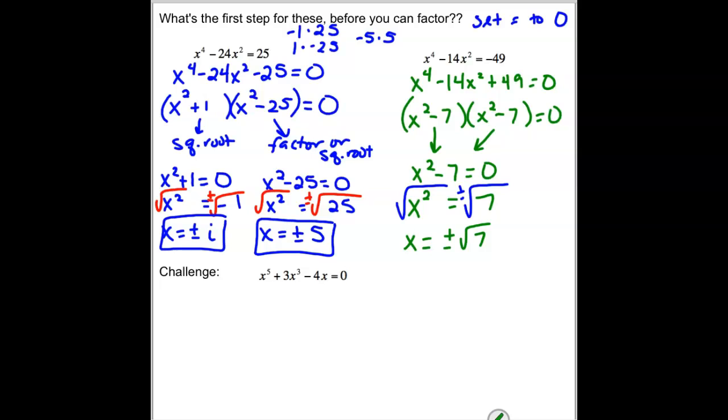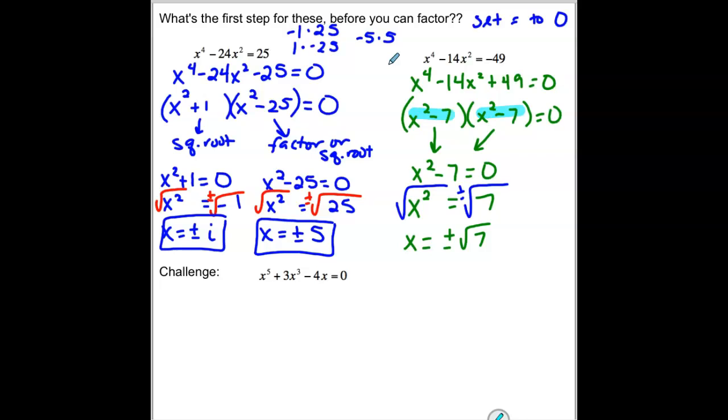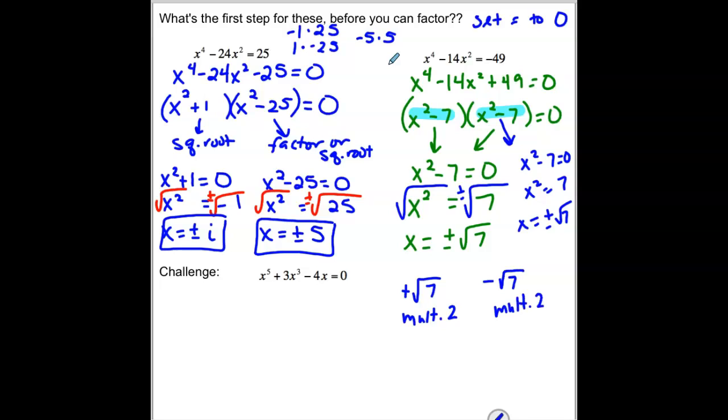So because both of these factors were the same, we would have had two of these expressions. In other words, we could have done the same thing over here. So we're getting two positive root 7s and we're getting two negative root 7s. So both of them have a multiplicity of 2. They're occurring twice to account for our 4 zeros.